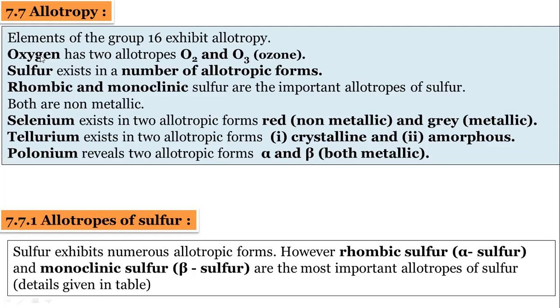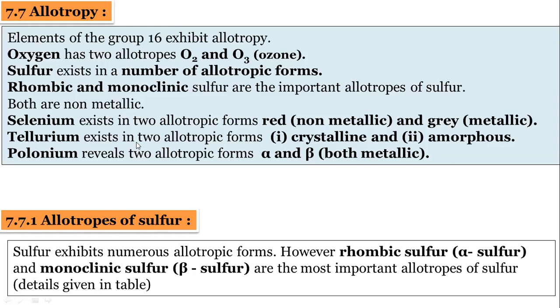So oxygen allotropes are O2 and O3. Sulfur has many allotropic forms, but rhombic is also called alpha, and monoclinic is beta. We will discuss the details of monoclinic and rhombic sulfur. Selenium exists in two allotropic forms, red non-metallic and gray metallic. Tellurium exists in two allotropic forms, crystalline and amorphous, and polonium is alpha and beta. So we will discuss the allotropes of sulfur.